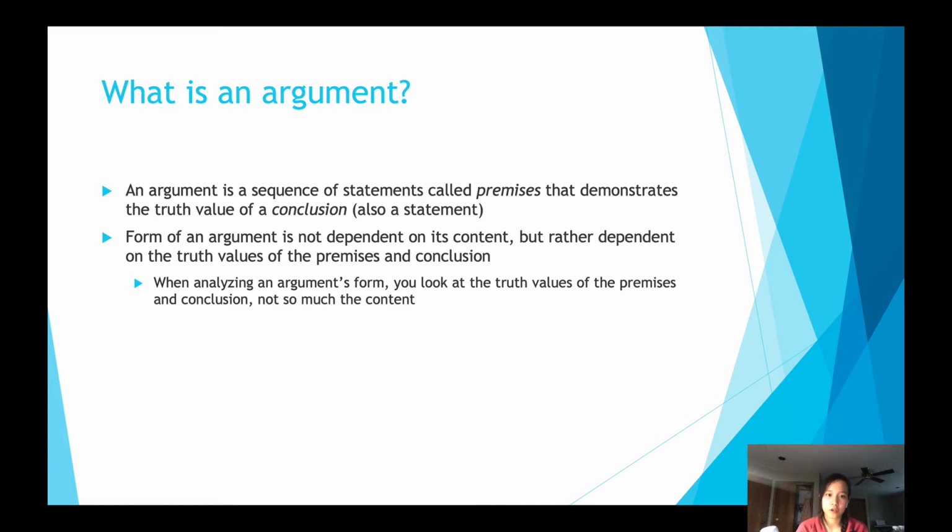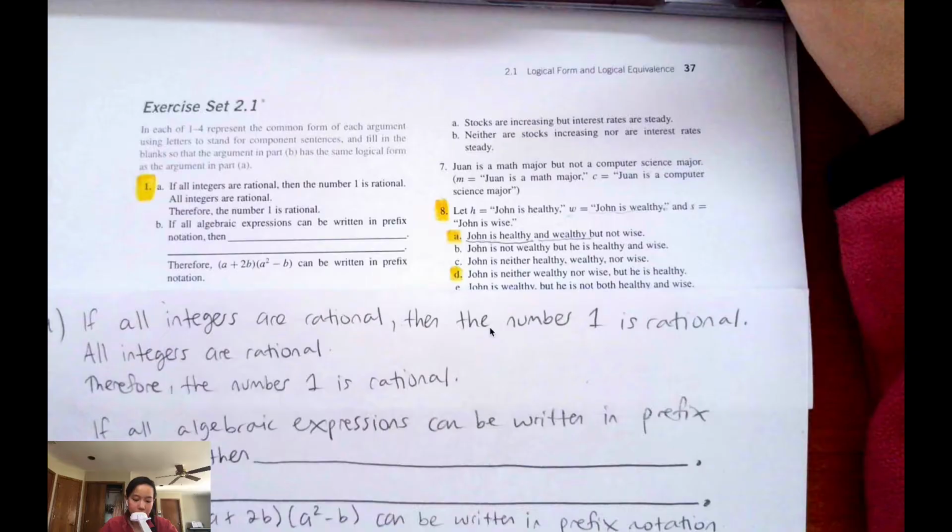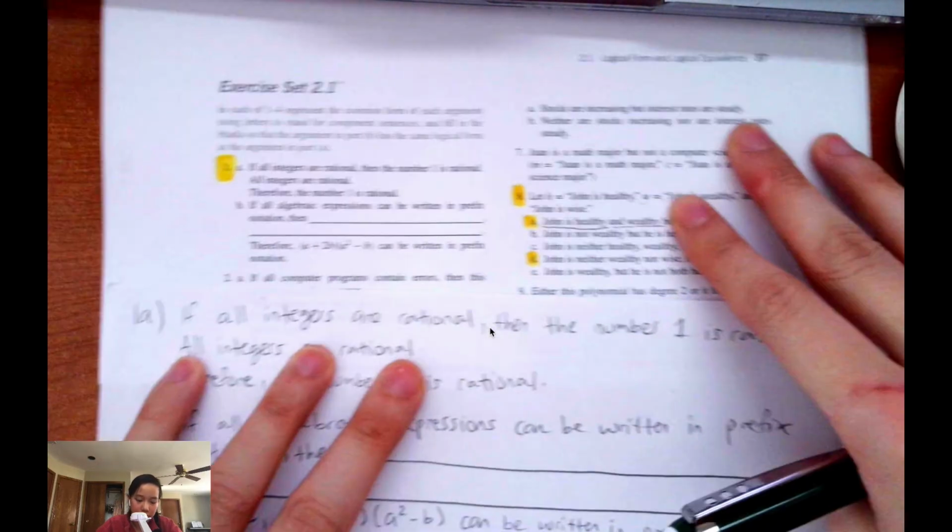What is an argument? An argument is a sequence of statements called premises that demonstrates the truth value of a conclusion, which is also a statement. Now, the form of an argument is not really dependent on its content, but rather dependent on the truth values of the premises and conclusion. So when you're analyzing an argument's form, you look at the truth values of the premises and conclusion and not so much the content. Okay, so let's do the first question.